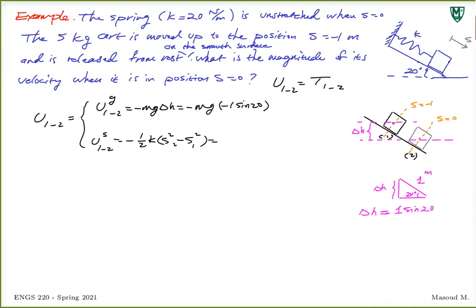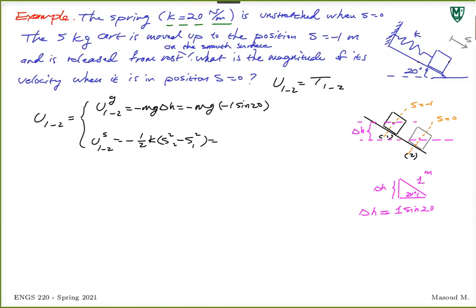K is given, right? We know that k is 20 Newton per meter. S2 and S1, what is S2 and S1? Can someone tell me what is S2 and what is S1? It's all about identifying the parameters, correct? Would S1 be 0 and S2 be 1 meter?